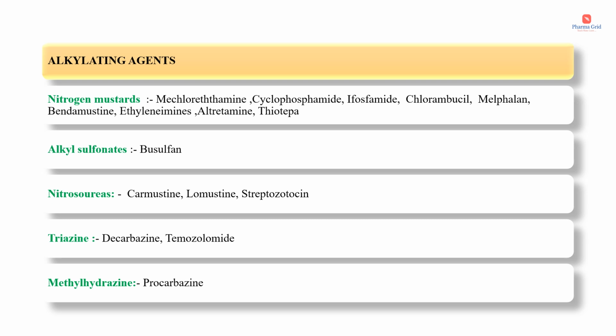Examples of drugs that come under this category are mechlorethamine, cyclophosphamide, ifosfamide, chlorambucil, melphalan, bendamustine; ethylenimines, altretamine and thiotepa. Then alkyl sulfonates, busulfan; nitrosoureas such as carmustine, lomustine, streptozotocin; then triazines such as dacarbazine and temozolomide; then methylhydrazine, example is procarbazine.